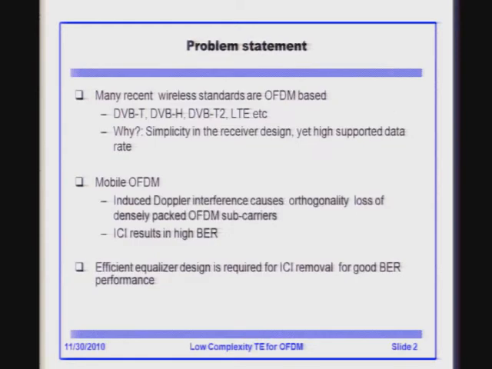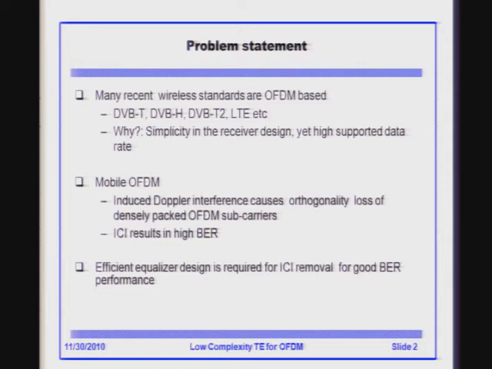Well, what is so great about OFDM? We have many different modulation techniques: the single carrier, QAM, and multi-carrier OFDM. Generally, most of the standards coming nowadays are OFDM based, and that is primarily because of the simplicity in the receiver design, yet you can support pretty high data rates.